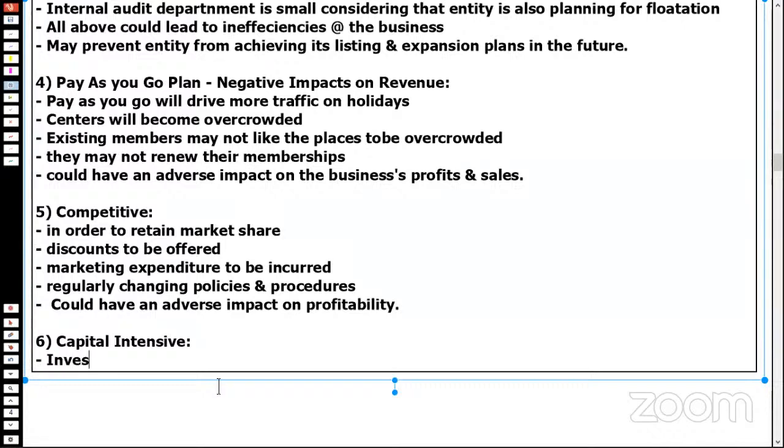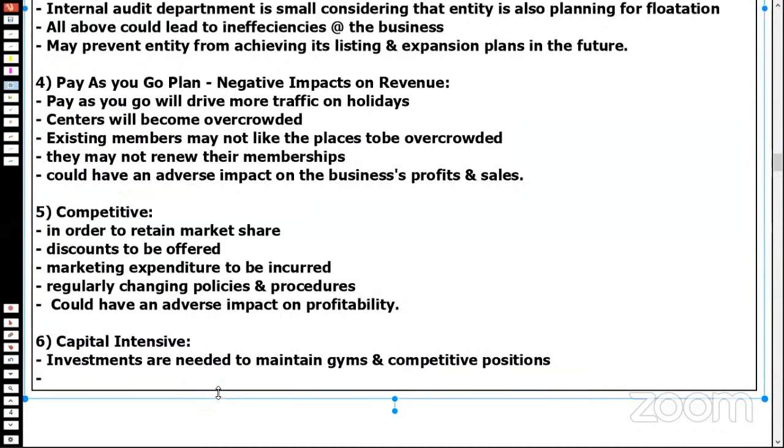The investments are needed to maintain gyms and competitive positions. So inability to invest could compromise the business's growth and performance. I repeat, the inability to invest could compromise the business's growth and performance. That is something that could happen. If you are unable to invest, it could ultimately compromise the business's growth. It could ultimately compromise the business's performance.